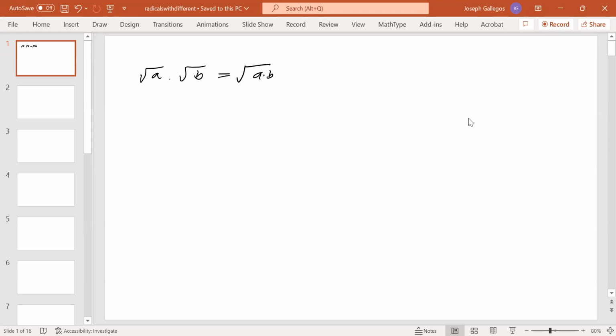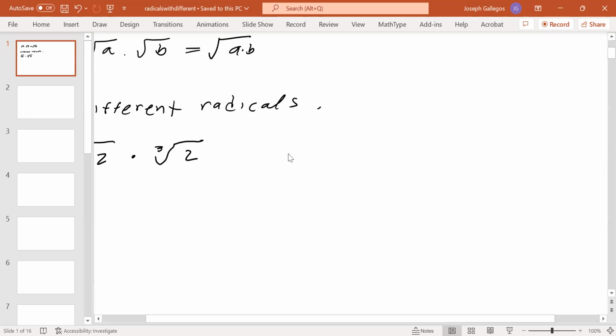But what happens if they're different radicals, right? So if we have different indices, then we have to recall properties of exponents, right? So for example, if we want to take the square root of 2 times the cubed root of 2, we're not going to be able to multiply these together to get the cubed root of 4 or the sixth root of 4 or whatever, right? We have to think about rewriting in exponent form.